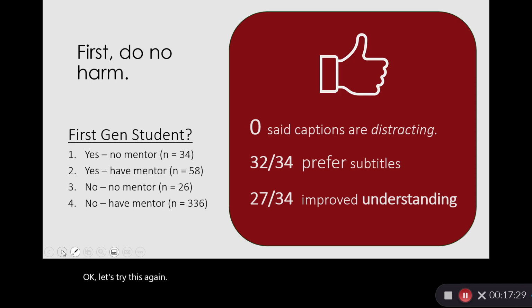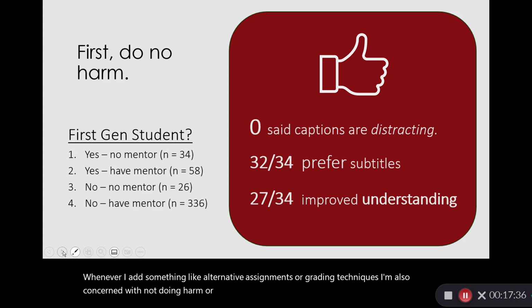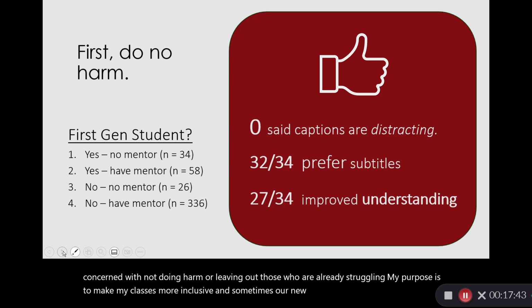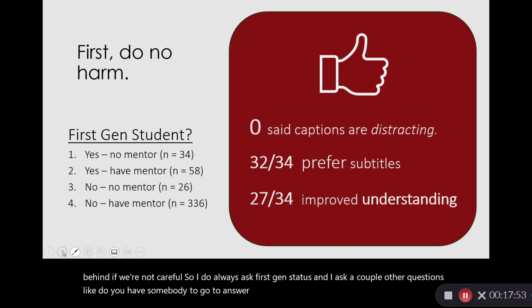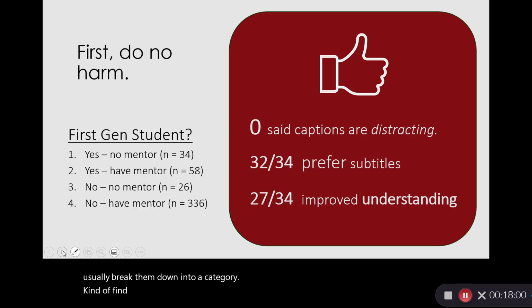Whenever I add something like alternative assignments or grading techniques, I'm also concerned with not doing harm or leaving out those who are already struggling. My purpose is to make my classes more inclusive, and sometimes our new techniques risk leaving people behind if we're not careful. So I do always ask first gen status, and I ask a couple other questions like, do you have somebody to go to answer questions about college, right? So I usually break them down into a category to kind of find a higher risk student.